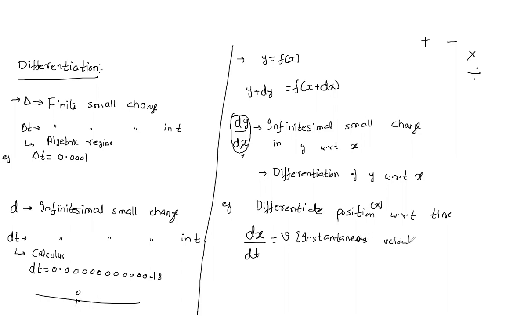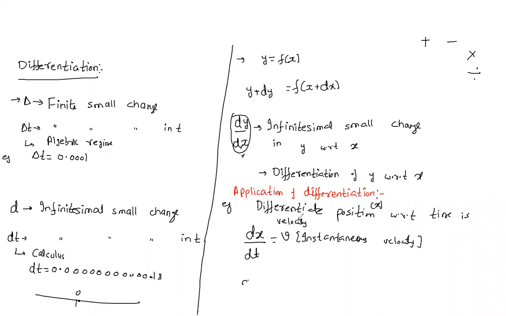We will do this instantaneous velocity in detail when we start chapter 3 from the starting, but right now this is one application of differentiation, that velocity is dx over dt. This is an application of differentiation.